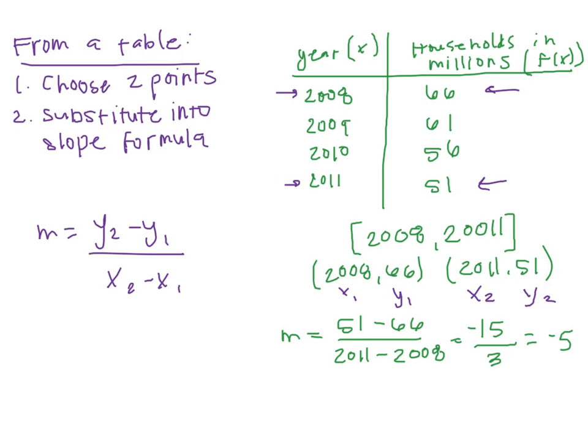So if I'm trying to evaluate what the rate of change is in the number of households per year, I would say the rate of change is that it drops 5 million households per year.